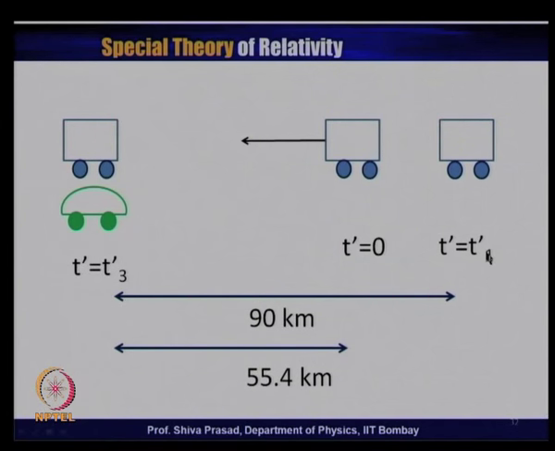At the first event, the distance of this particular train was 90 kilometers. At the time of the second event, t prime equal to 0, this distance was 55.4 kilometers. And at the third event, this distance was 0. So, I have calculated all the distances. Sometimes it becomes easy when we picturize the thing.